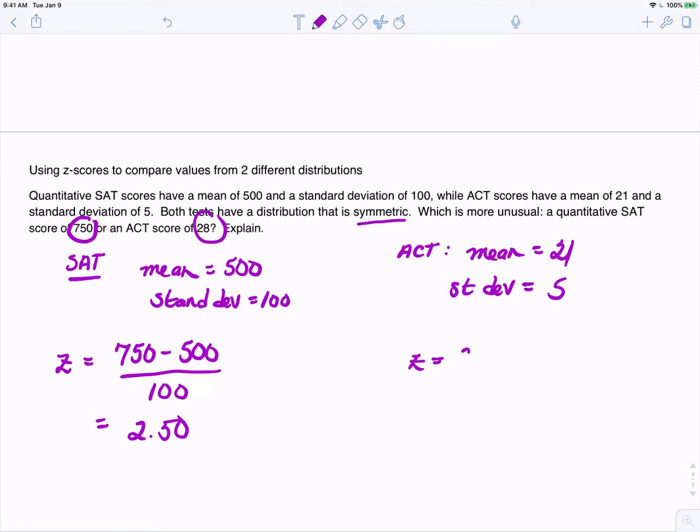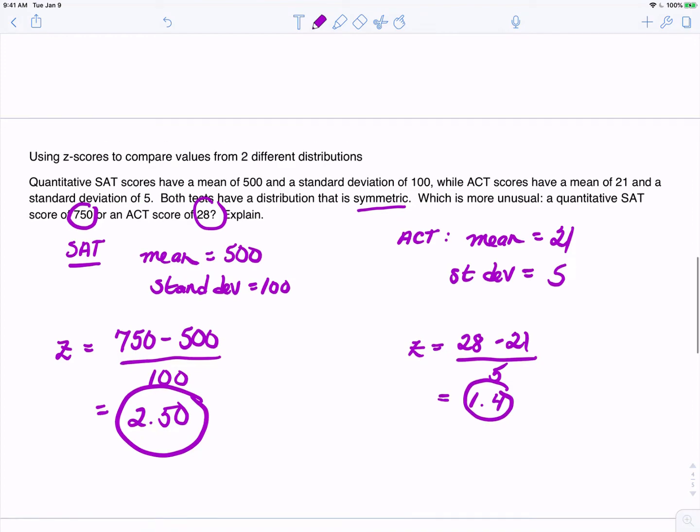That z-score would be 28 minus the mean divided by the standard deviation. And let's take a moment to do that. That gives us a z-score of 1.4. So on the SAT, the score was well over 2 standard deviations above the mean. And on the ACT, it was above the mean, but not by as much.